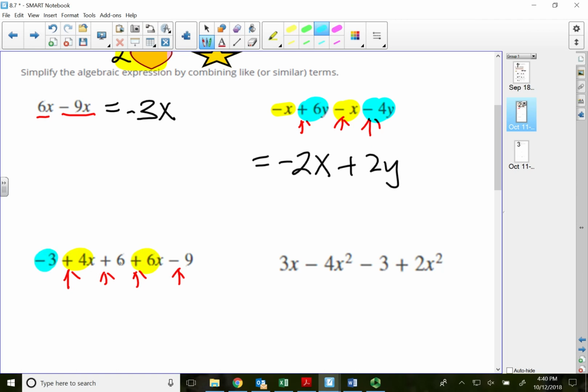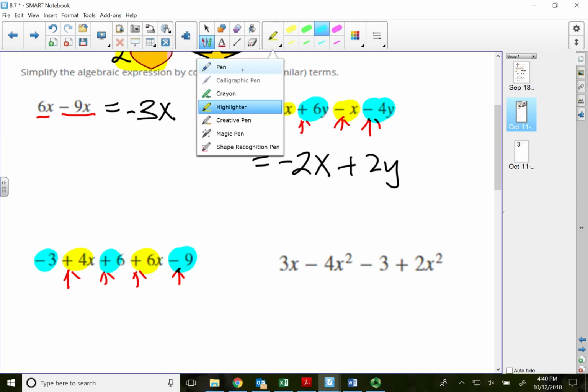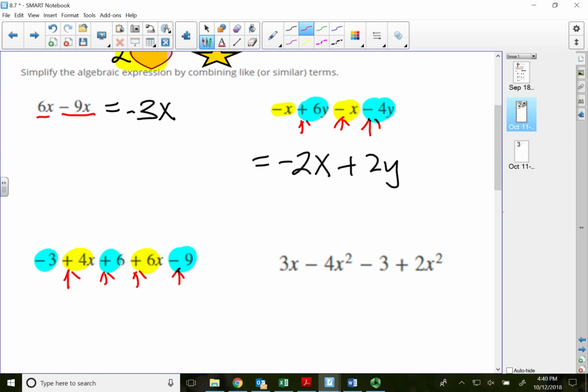Negative 3 is a like term with positive 6, which is a like term with negative 9. My yellow terms had contained x. So if we go by alphabetical order, I have to combine the terms with x first. I always put those in the front. So when I'm ready to combine them, I'm just going to say 4x plus 6x, which will give me positive 10x. All right, combine like terms.